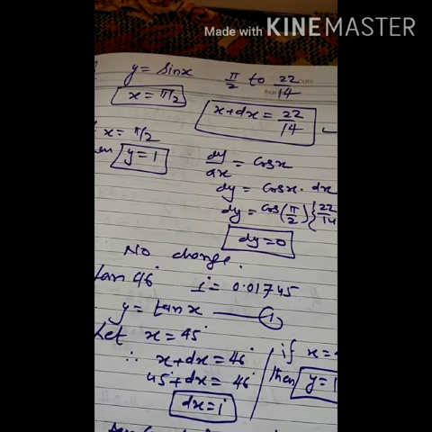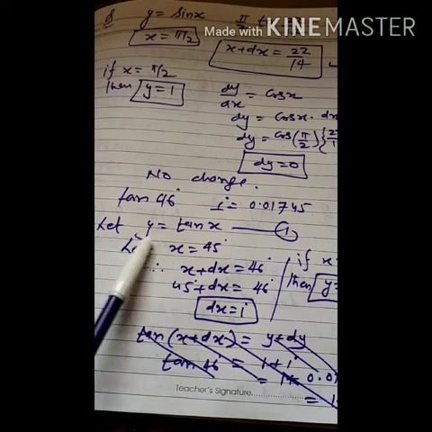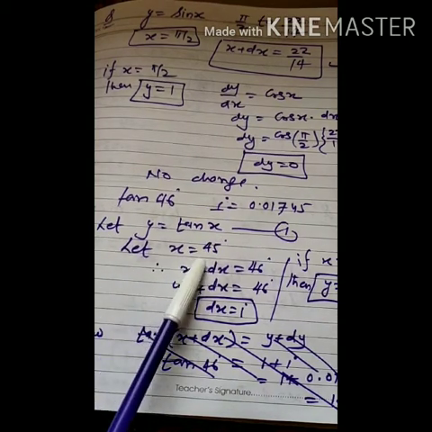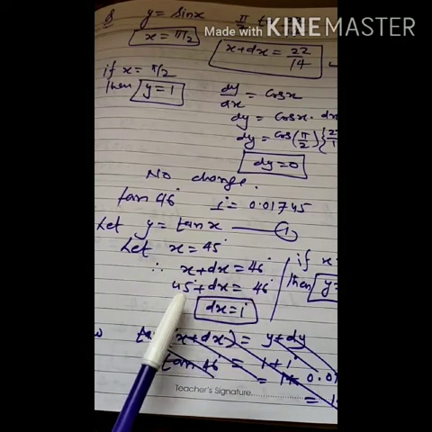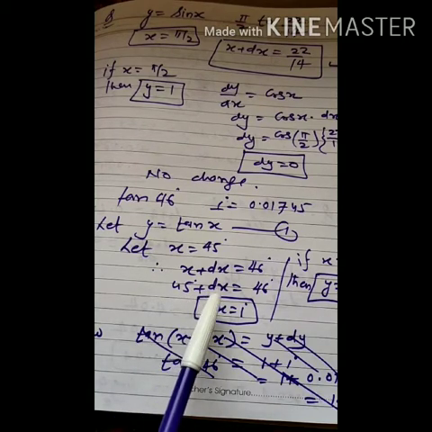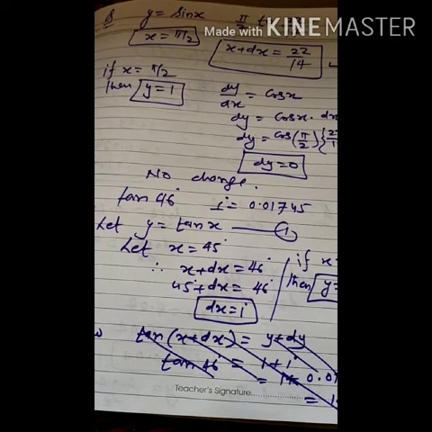Now the next question is, find the value of tan 46 degrees. So let us consider y equal to tan x. Let x equal 45. x plus dx equal to 46. Okay. And put the value of x. x is 45. So from here dx equals 46 minus 45, you will get 1. Now put the value x equals 45 in equation 1. Then we will get y equals tan 45, and tan 45 is 1. So the value of y is 1.